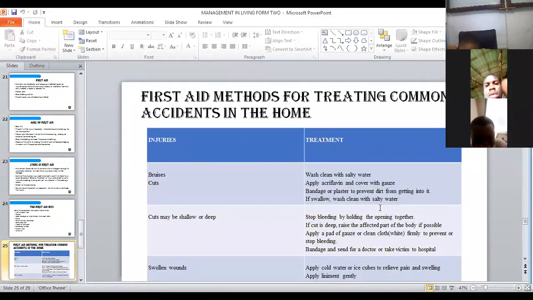It's clear. Okay. So anytime somebody is involved in an accident, which is a cut, first of all, you raise the affected part up, clean it, and then you apply a gauze or a white cloth. Then you press it for about 5 minutes, and it will stop the bleeding. If it's a deep cut, you bandage it and then you send the person to hospital.